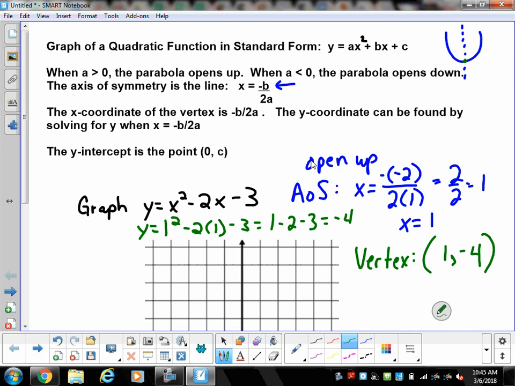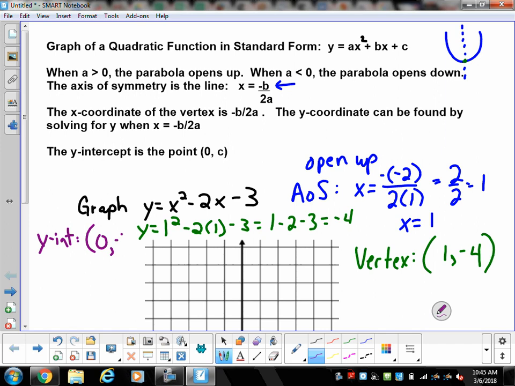Now the last piece of information on this little chart, the y-intercept is the point (0, c). So the y-intercept is the point 0, and then what is c in this problem?